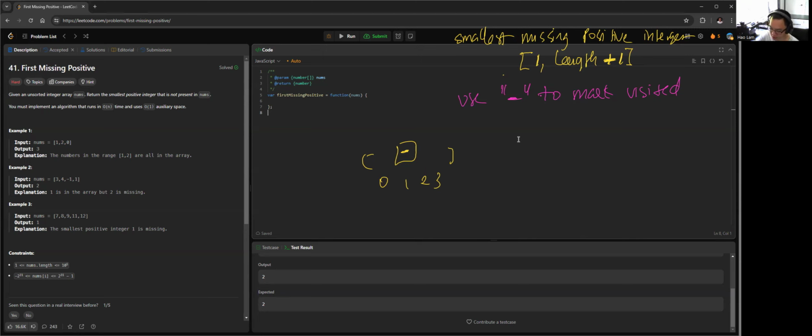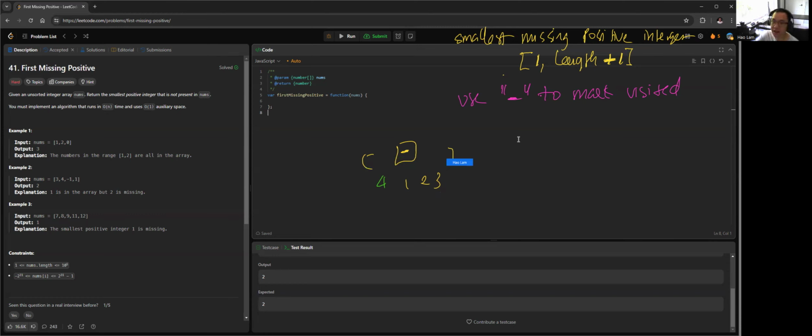Okay, so we can use the index here to represent 1, 2, and 3. And because we don't use integer 0, since the smallest positive integer is going to be 1, we can use index 0 to represent the length. So if the length is 4, it's going to represent 4. We have length plus 1 numbers, so we can represent the numbers from 1 to the length.